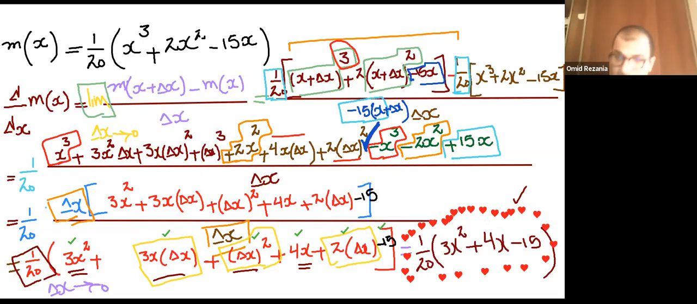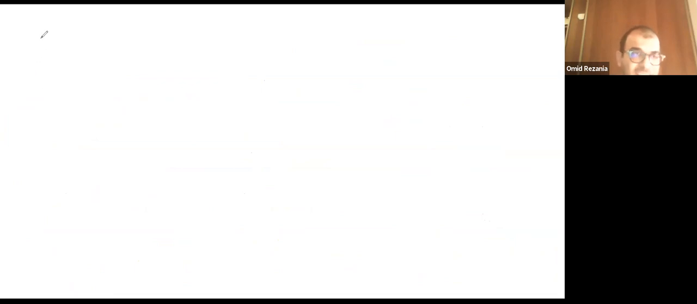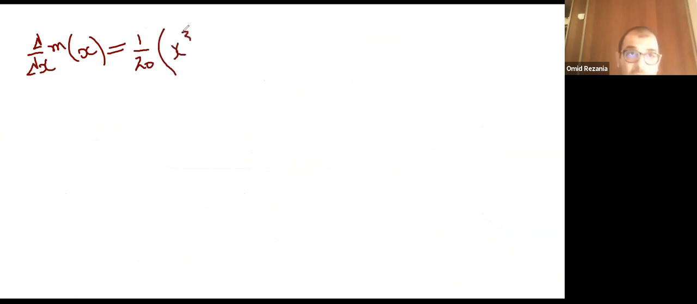Okay. And now, I'm just going to go over there, and at the second step, I just say put d over dx of m of x. What did I get? It was 1 over 20 x cubed, sorry, x squared. It becomes 3 times x squared plus 4 times x minus 15. And that's the second step.